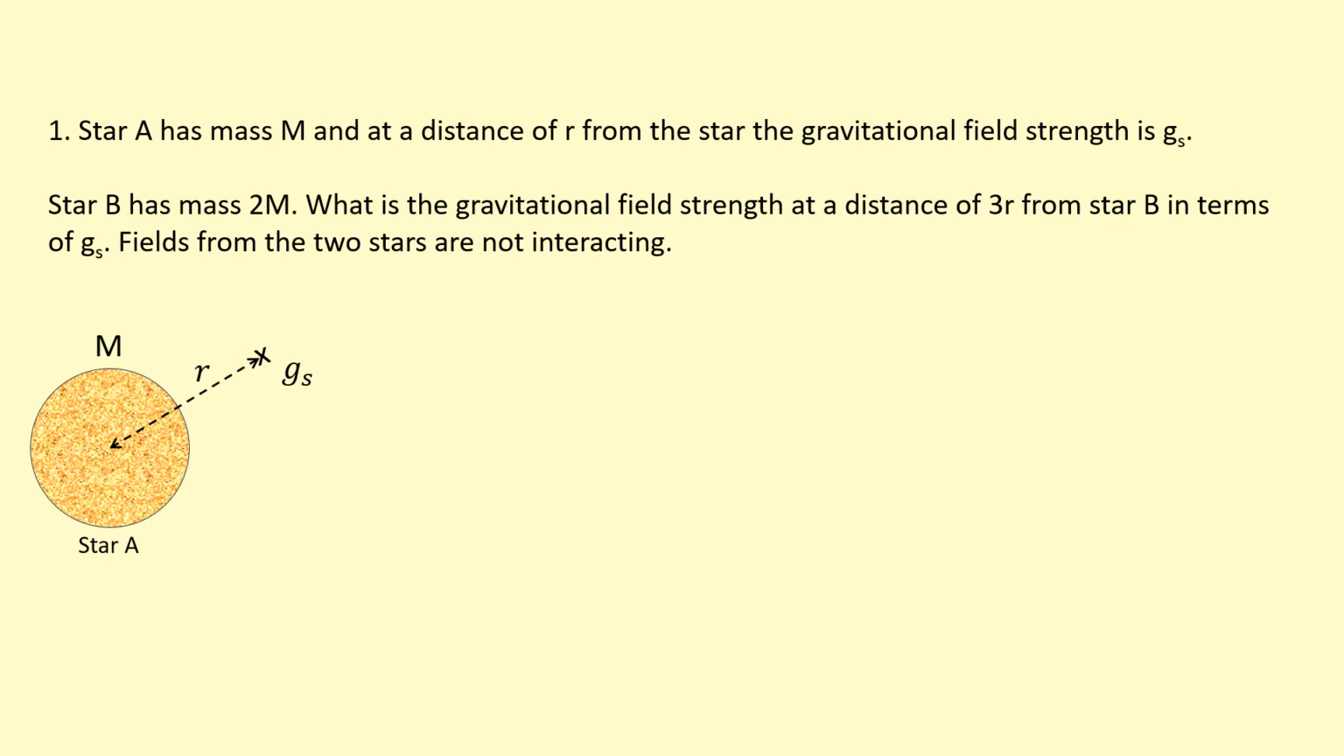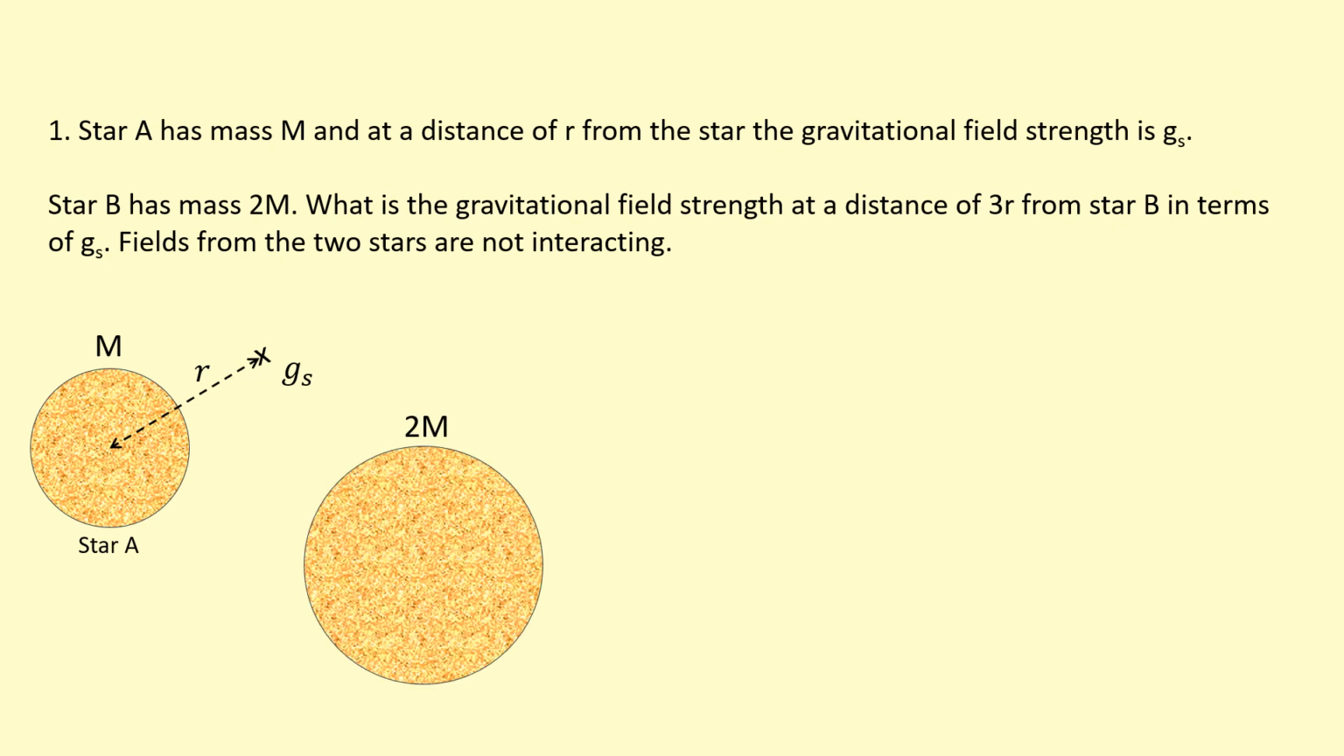Star B has a mass of 2m. What is the gravitational field strength at distance 3r from star B in terms of GS? Okay, the fields of the two stars are not interacting. We can use the equation for gravitational field strength here like this, with the capital G, the constant.